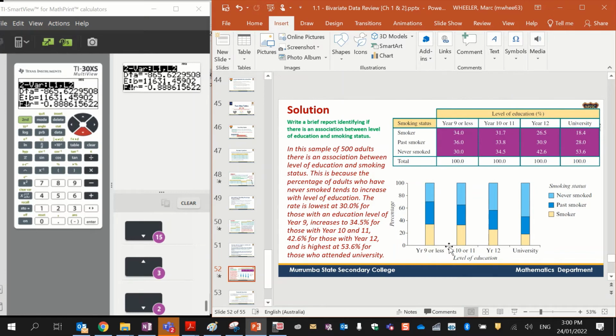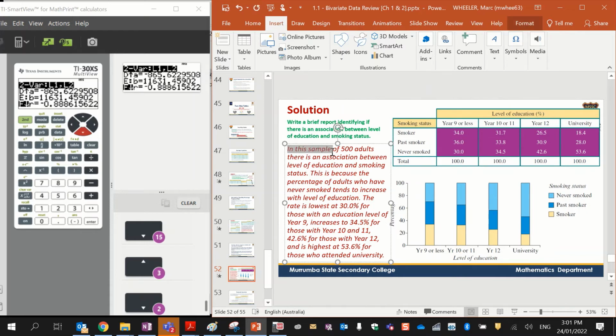So then we need to turn this into a bit of a report. First of all, I guess we need to determine, does there seem to be a relationship? And if we look, we can see that as your education improves, the chance of them currently being a smoker lessens. So university educated smokers is only 18.4%, whereas if you've only completed up to year 9 or less, currently there's 34% of people still smoking. Okay, so we can talk about this in our reports.